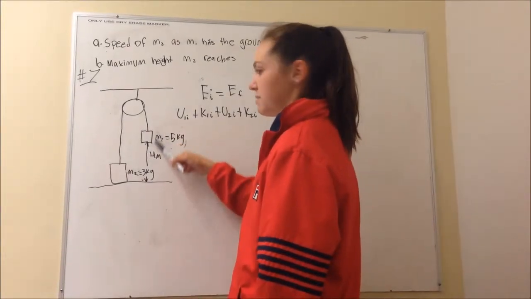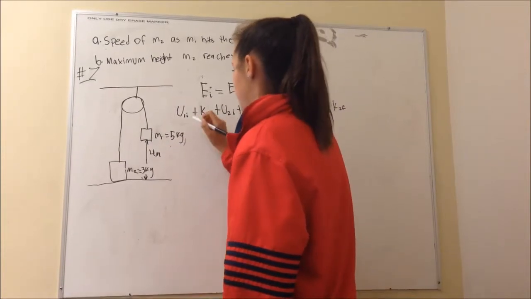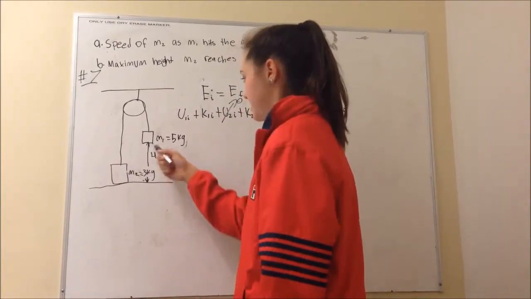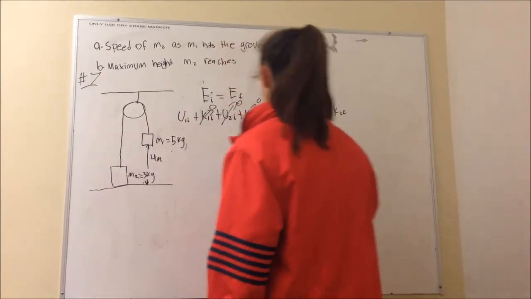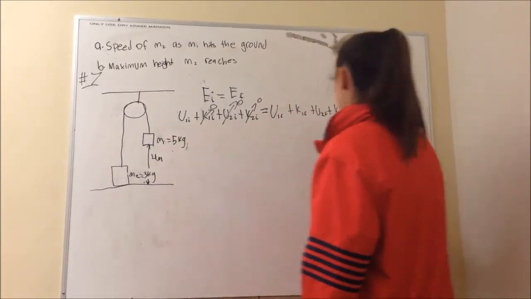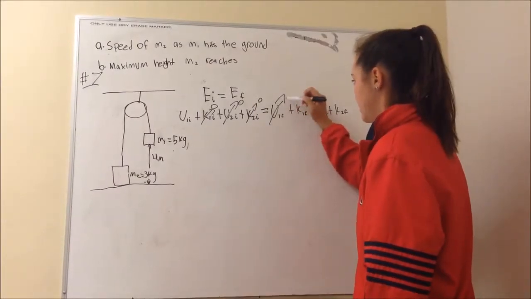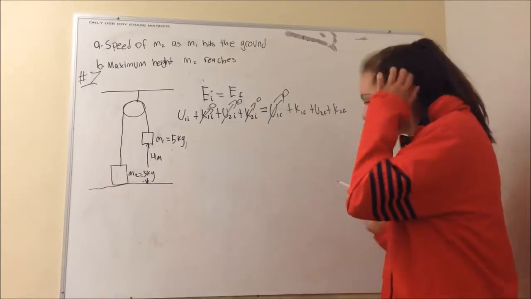So this one has a gravitational potential energy, because it's off the ground. This one does not, so that's 0. And then since it's at rest, neither of them has kinetic energy. And then at the end, mass 2 is going to have a gravitational potential energy. Mass 1 will be on the ground, so it will be 0. And then they both will have kinetic energy.